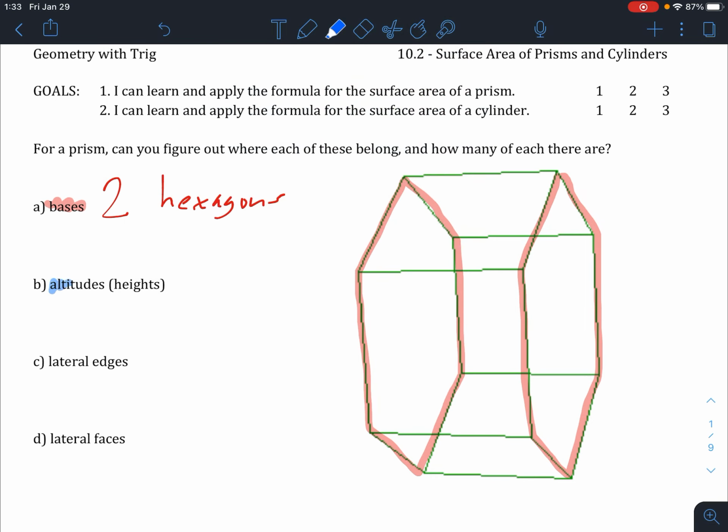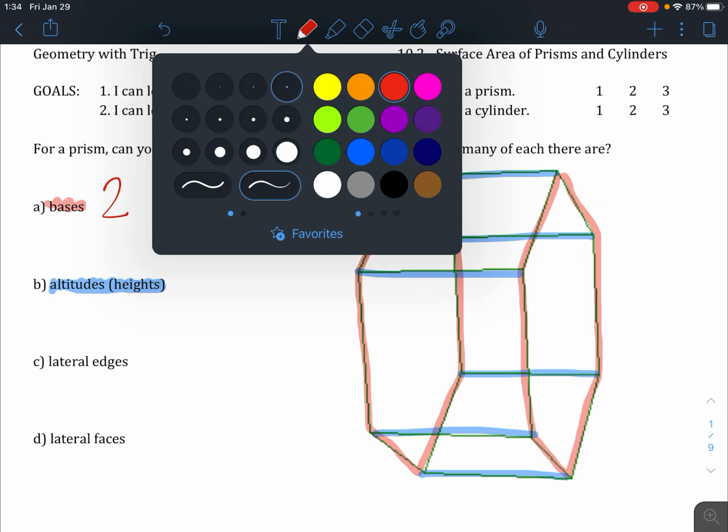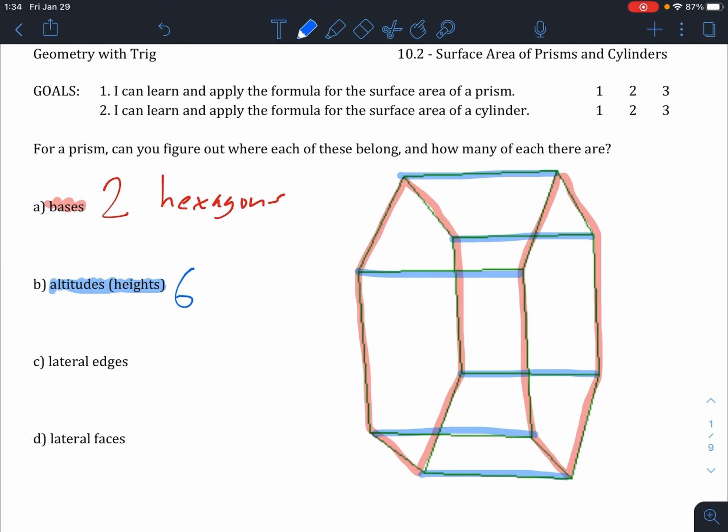The heights. Okay, there's only one height, technically speaking, but we can find it all over the place in this figure. All the lines that connect the two bases together would represent the height of this figure. And in fact, you could draw another one in the middle of any of these lines as well, but we don't need to when we have 6 already. I gave you the answer there. There are 6 altitudes.